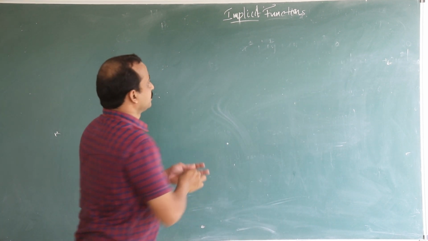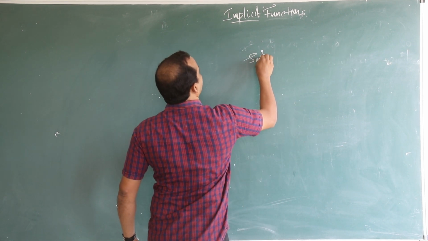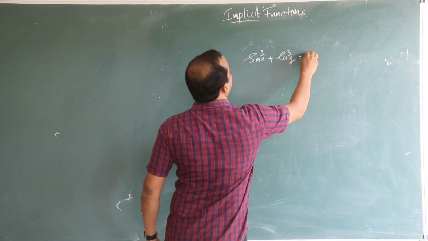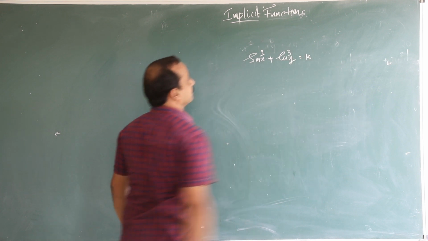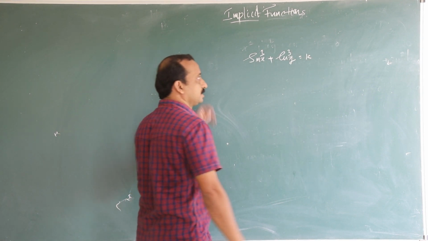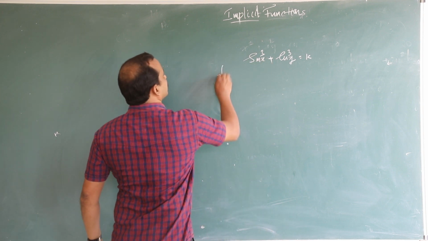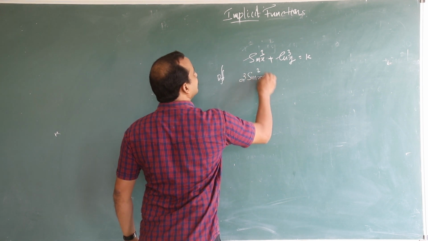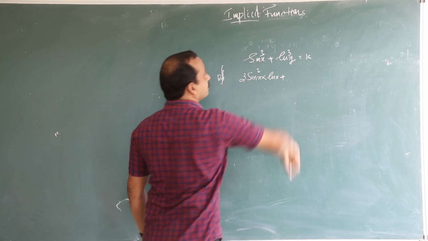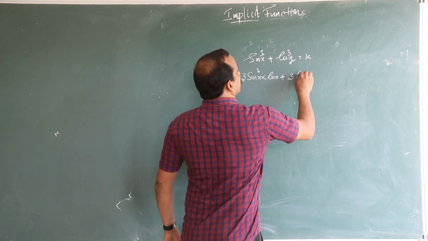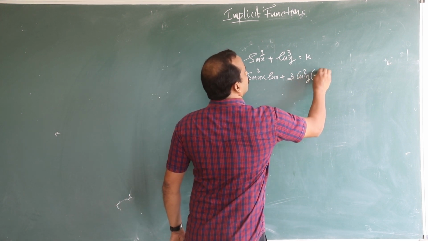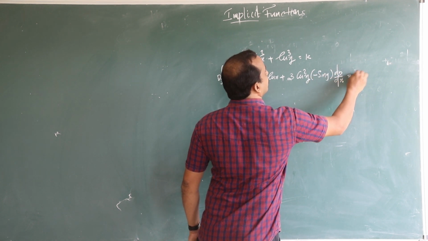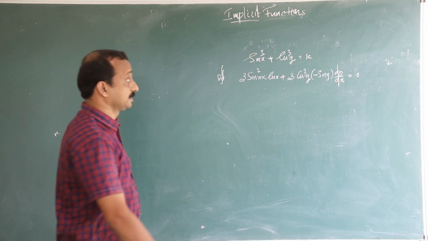Similarly, sine cube x plus cos cube y is equal to, suppose, a constant k. How to find the derivative of this function? Clearly, it is an implicit function. First, differentiating with respect to x, we get 3 sine square x into derivative of sine x, which is cos x, plus 3 cos square y into derivative of cos y, which is minus sine y, into derivative of y with respect to x, which is dy by dx, and derivative of k with respect to x is 0.